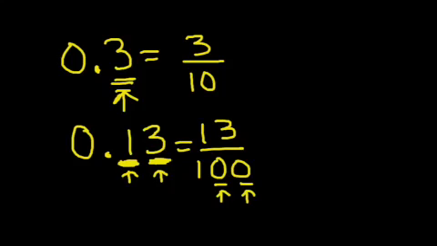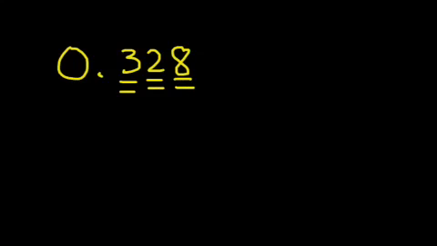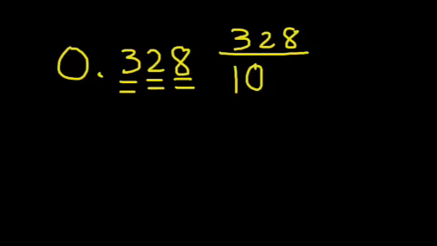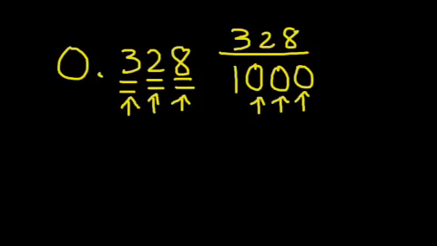Okay. Well, let's try one in the thousandths place. 0 and 328 thousandths. How many places are there? There's 3. Remember the tenths, the hundredths, and the thousandths. So we're going to put the 328 on top of 1,000. And notice there are 3 decimal places here, so we have 3 zeros here. All right? That's how you change it from a decimal to a fraction.